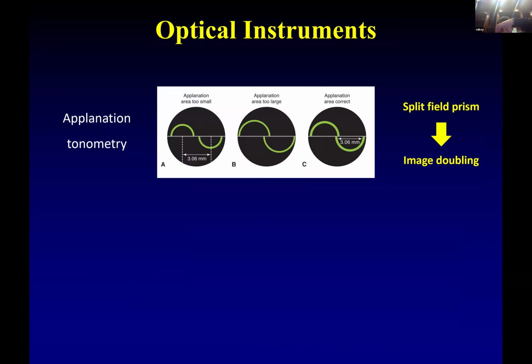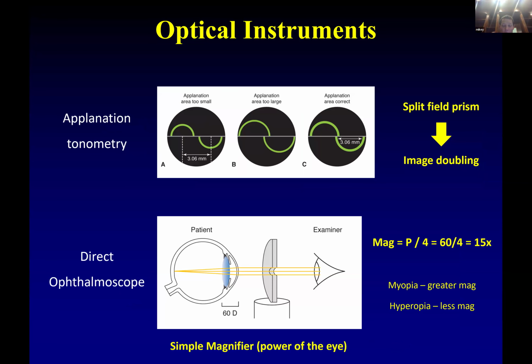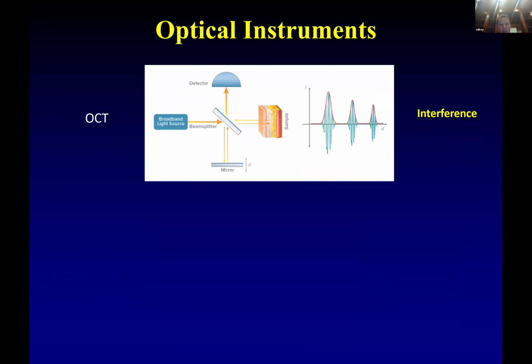Applanation tonometry, you ever wonder why it's like two semicircles like this? The reason is it has a split field prism, called image doubling, which allows you to measure precise distances in a target that is not stationary, it's moving. Direct ophthalmoscope, we sort of talked about, is just using the eye as a simple magnifier with the power of the eye divided by 4. Greater with refractive myopia, less with refractive hyperopia.